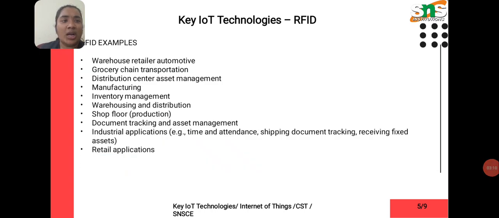Next are RFID examples: warehouse, retailer, automotive, grocery chain transaction, distribution center, asset management, manufacturing, inventory management, warehousing and distribution, shop floor, which consists of a production house, document tracking and asset management, and industrial applications, for example time and attendance, shipping, document tracking, receiving, and fixed assets.